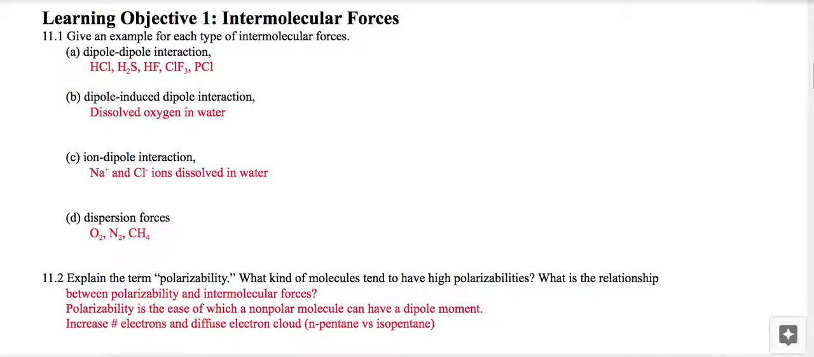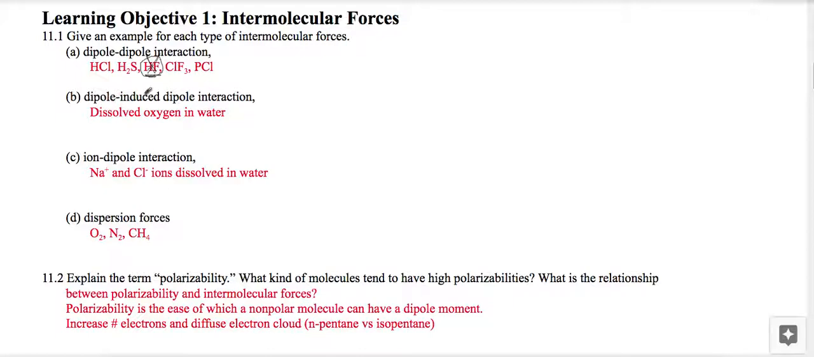All right, so we have dipole-dipole interaction examples. All of these are polar molecules. Notice that we have hydrogen fluoride here. This is the only binary acid with a halogen that is a weak acid, and the reason it's a weak acid is because of hydrogen bonding. I want to highlight that this one goes through hydrogen bonding and not just dipole-dipole interactions, so maybe I'll get rid of that to avoid confusion. That's going to go in a different one.